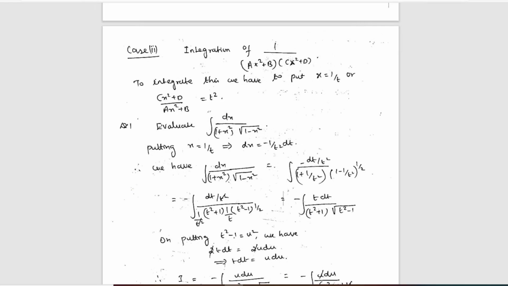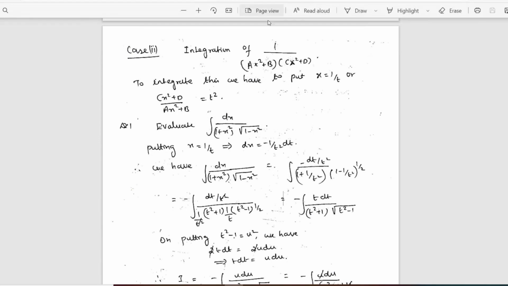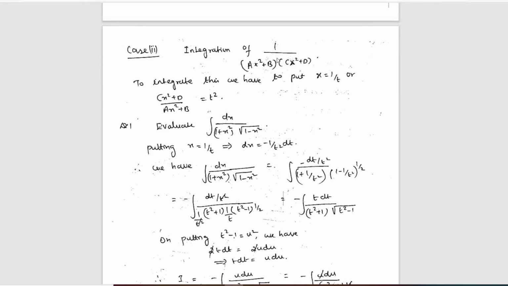Start the class. In the last class we discussed this type of integration. Integrals of the form 1 over (ax square plus b) into (cx square plus d). For this type, we can assume either x equal to 1 by t, or (cx square plus d) by (ax square plus b) as t square.